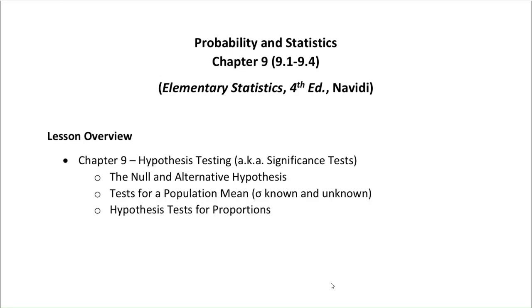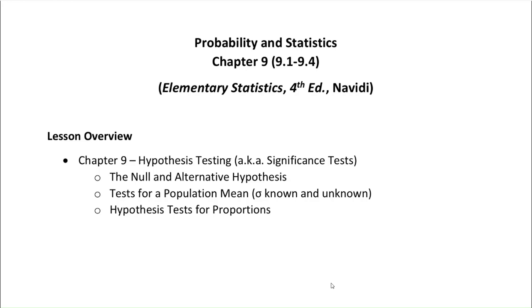Welcome to Probability and Statistics. We are in Chapter 9 of William Navidi's Elementary Statistics, 4th edition. We are just looking at the first four sections, 9.1 through 9.4. There are three other sections in this chapter that I don't go through in this lesson, but if you are interested in looking at those, you can certainly do that.